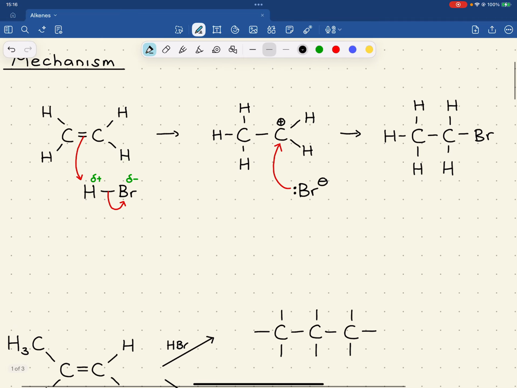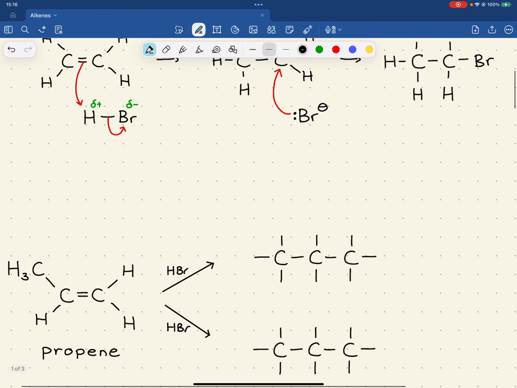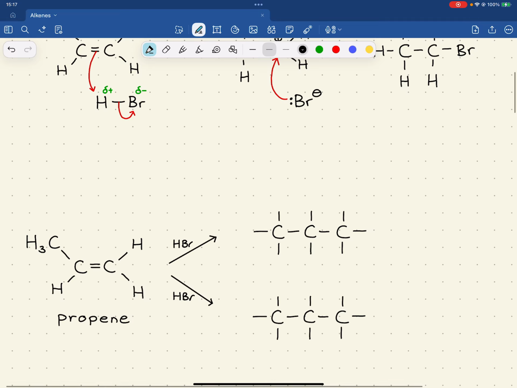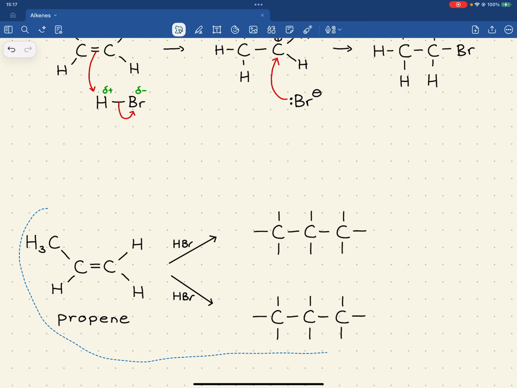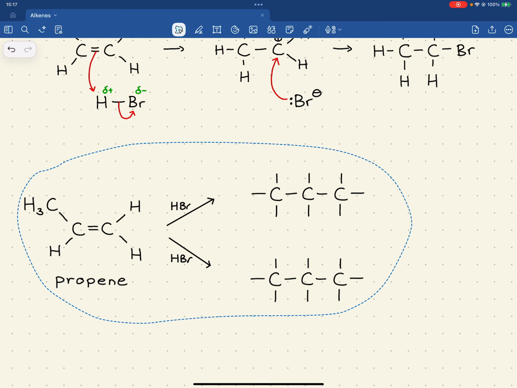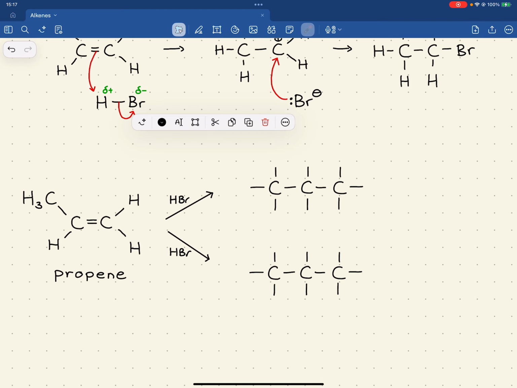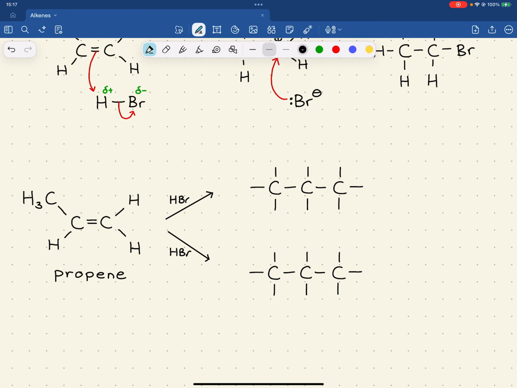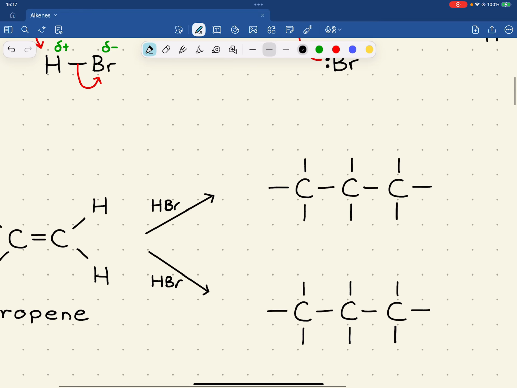But the question is, what happens if I have an unsymmetrical alkene? An example there would be propene. Propene is unsymmetrical, and in this case my two carbons are not the same, because this carbon's got a CH3 and a hydrogen, and this carbon's got 2 hydrogens. So it does make a difference, and we could potentially get 2 products.